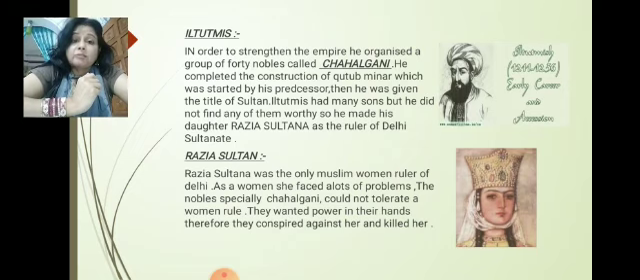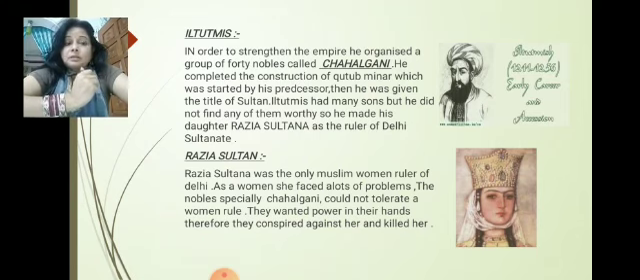He was succeeded by his son-in-law, Iltutmish. So the next Slave ruler was Iltutmish. In order to strengthen the empire, Iltutmish organized a group of 40 nobles called Chahalgani. He completed the construction of Qutub Minar, which was started by his predecessor. Then he was given the title of Sultan. Iltutmish had many sons, but he did not find any of them worthy. So he made his daughter Razia Sultan the ruler of the Delhi Sultanate. Razia Sultan was the only Muslim woman ruler of the Delhi Sultanate, the first woman ruler.